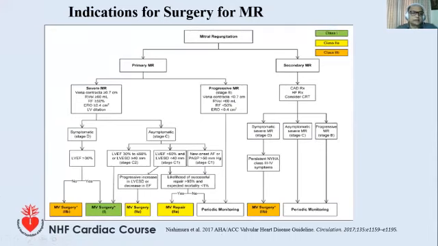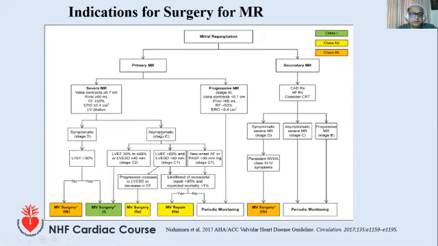This is when it is symptomatic. If the ejection fraction is more than 30, surgery is the number one option. That is what the ACC guidelines say. But when the ejection fraction is less than 30, surgery is sometimes class 2B.